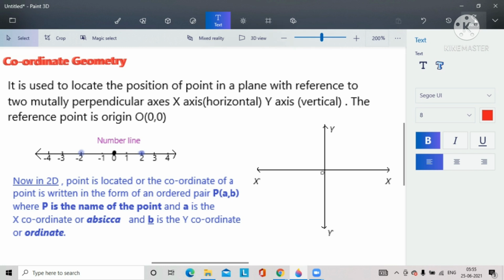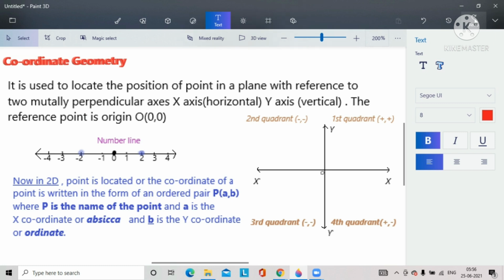X, x dash and y, y dash. Now see, it is dividing the plane of paper into four quadrants. First quadrant, second quadrant, third quadrant, fourth quadrant. In the first quadrant, the points will be plus, comma, plus. Means x will be plus, y will be plus. The abscissa will be positive and the ordinate will also be positive. Then only it will be there in the first quadrant.